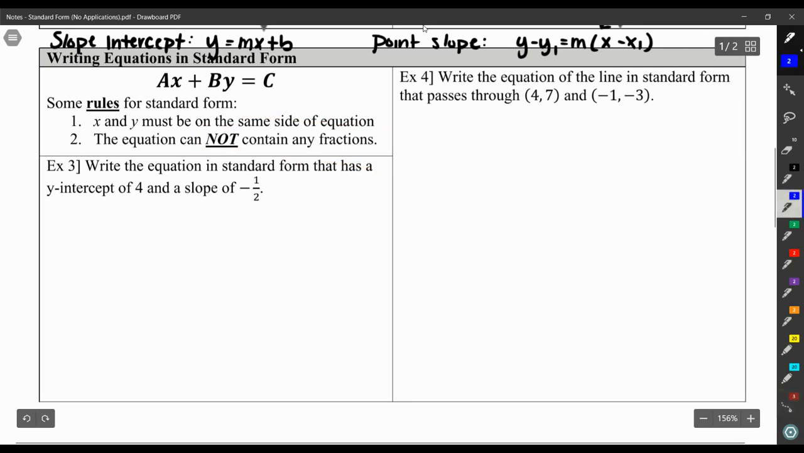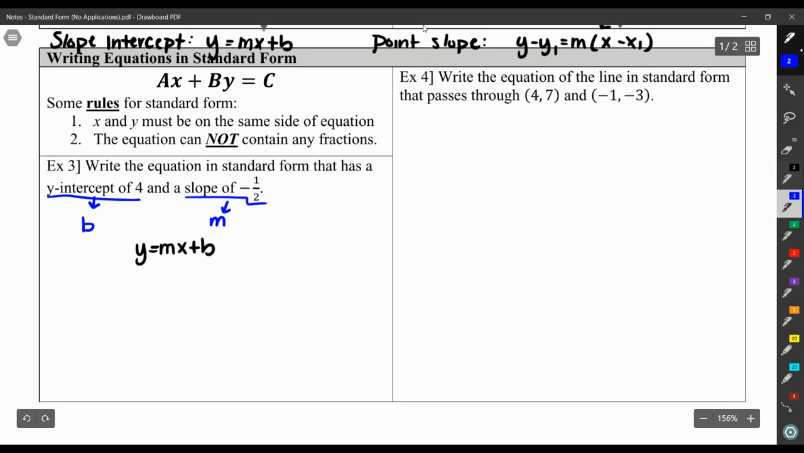So for example 3, it says we want to write the equation in standard form that has a y-intercept of 4 and a slope of -1/2. So evaluate what you are given and decide, do I need to start in slope-intercept or can I start in point-slope? We are given a y-intercept and a slope. Well, slope is always m, so that one's easy. Y-intercept is b. So since I have both m and b, I can start in slope-intercept form, at y equals mx plus b.